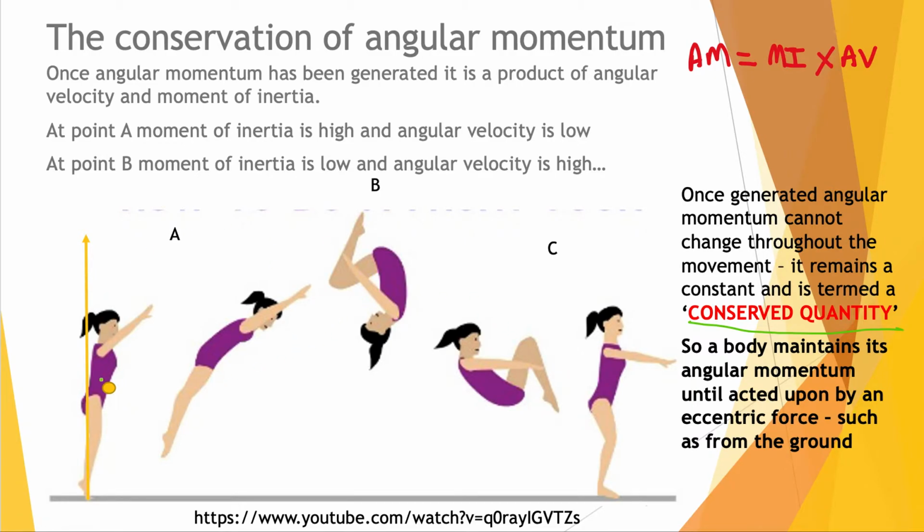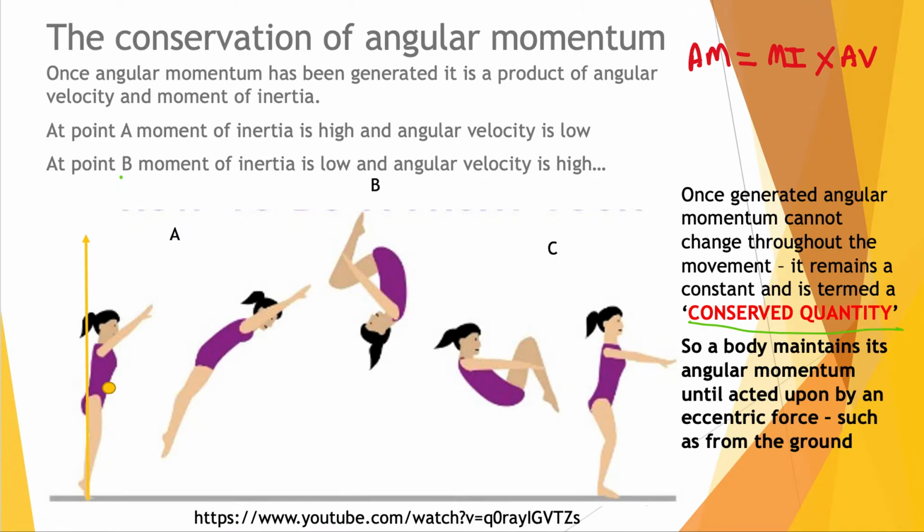It's generated at takeoff, and it cannot be changed until an external force, or an eccentric force, or a torque is applied by some other body. And in that way, it's a conserved quantity. It remains the same. So a body maintains its angular momentum until acted upon by an eccentric force, such as in this case from the ground.